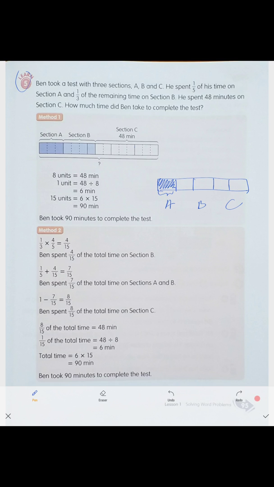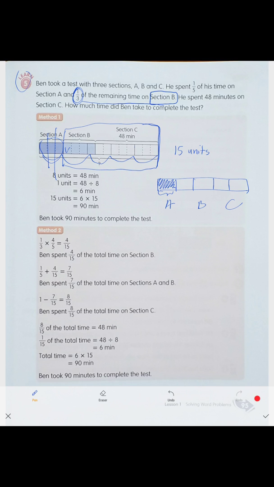Gonna clean it up. So this is how we got 5 units. We separated each into 3 parts, and we got a total. If you count them, you're gonna have a total of 15 units. And you can clearly see now, section A that was 1 unit is now 3 units. Okay, this is the rest. This is what they call a remainder. 1/3 of the remaining time was spent on section B.